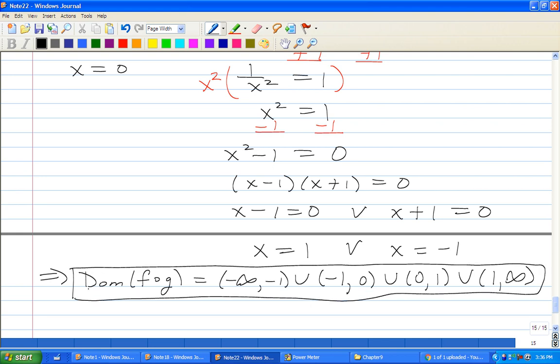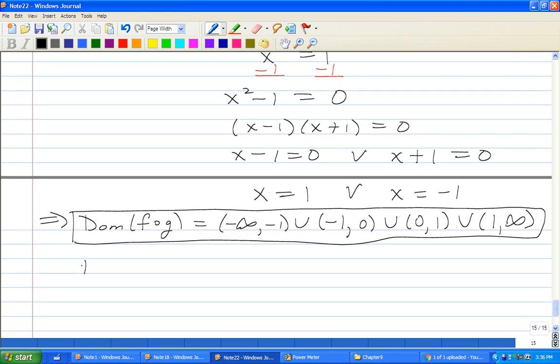I usually am pretty sloppy, and I would say the domain of f composed with g is just the set of all x's not equal to negative 1, 0, 1. And just assume that you could figure out what that meant. It's a pretty sloppy notation, but this is what I mean. It's everything except for negative 1, doesn't include 0, doesn't include 1.